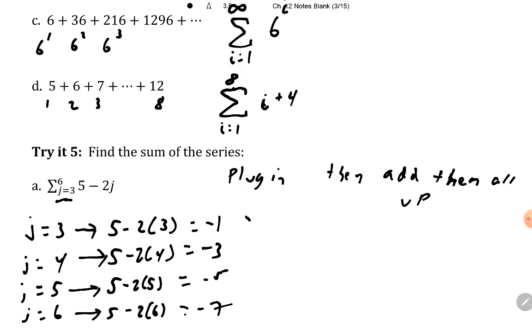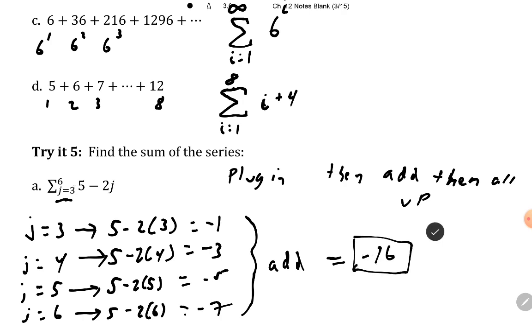Okay, now I'm going to add all these. Negative 1 plus negative 3 plus negative 5 plus negative 7 is negative 16. That's my answer. Because it wants us to find the sum, starting when j equals 3, all the way up to j equals 6 of that rule there.